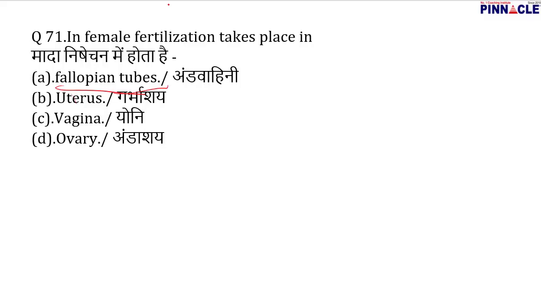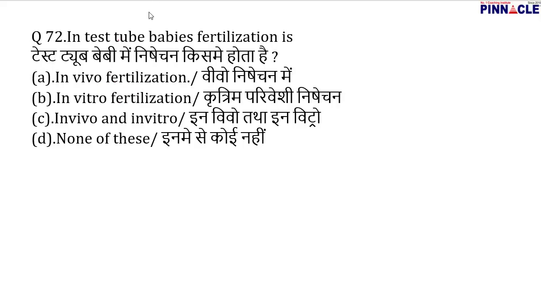The sperm, which is the male gamete, enters the vagina through the uterus and then reaches the fallopian tubes. And in the fallopian tube, the fusion of male and female gamete occurs, that is, fertilization takes place. So for question number 71, A, that is fallopian tube, is the correct option. Question number 72: the fertilization in test tube babies is called what?